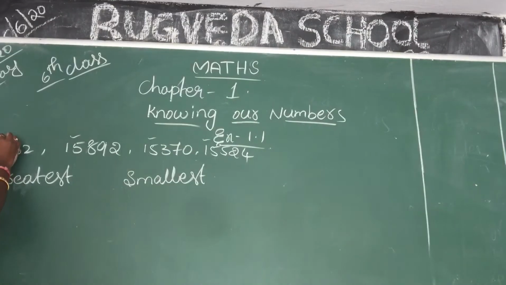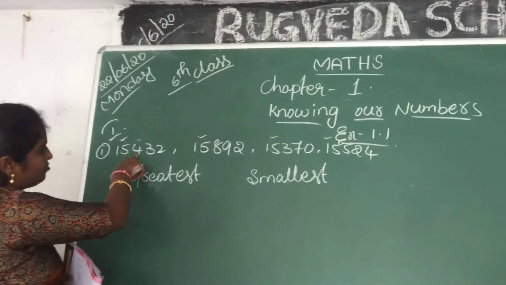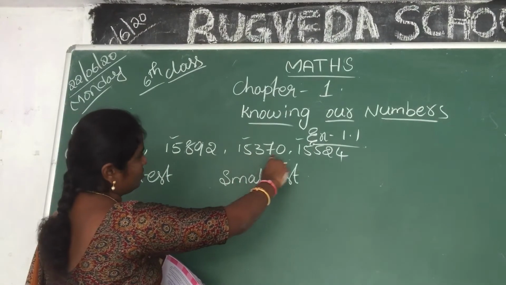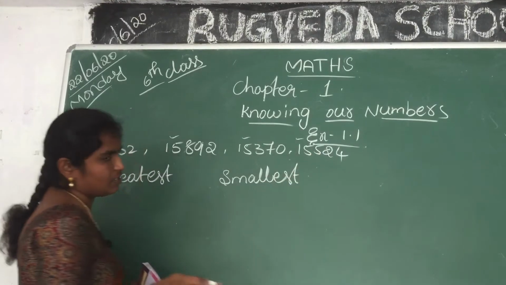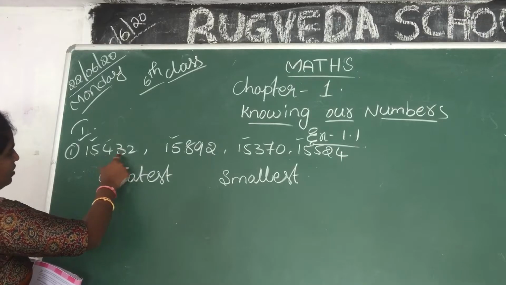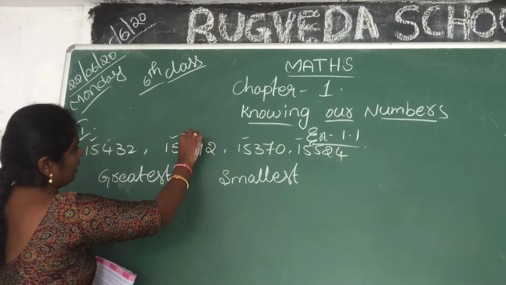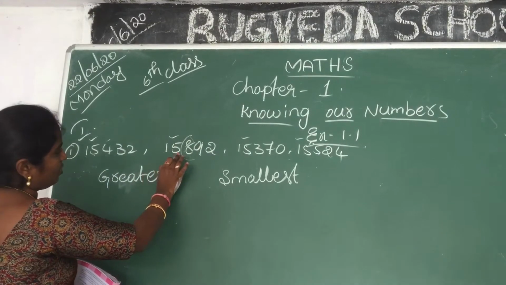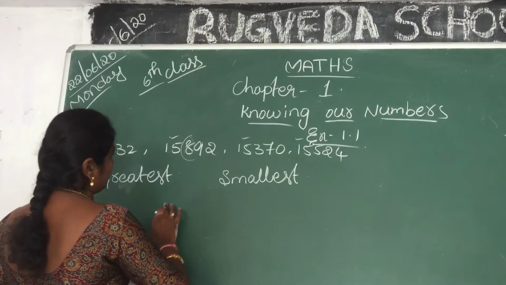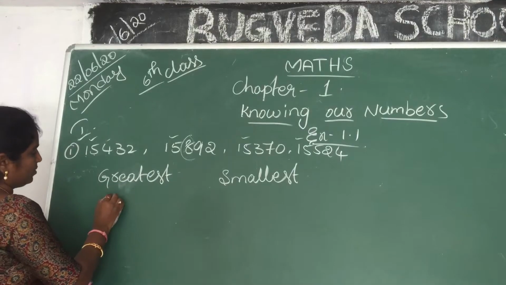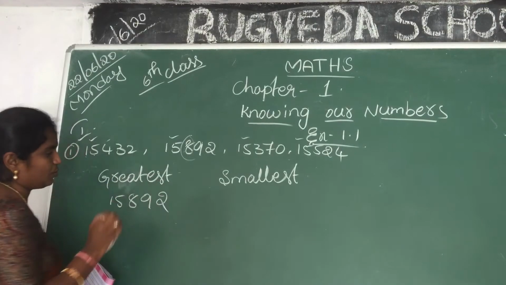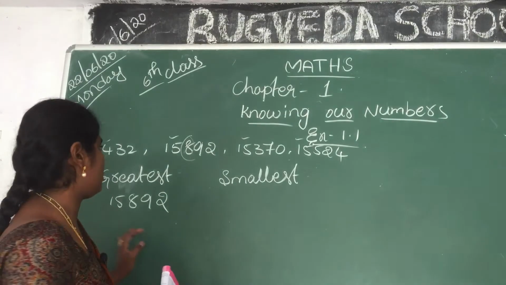So here first number hundreds place is 4. Second one is 8 is in hundreds place. Third one 3 is in hundreds place, and next 5 is in hundreds place. So if you are looking hundreds place, which one is the greater number? 8. So here see, 15,892 is the greatest number of these numbers. So I am writing here 15,892. Now we have to find out smallest number.